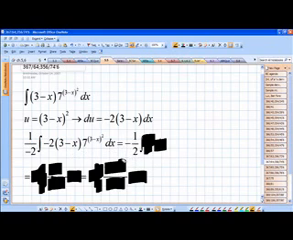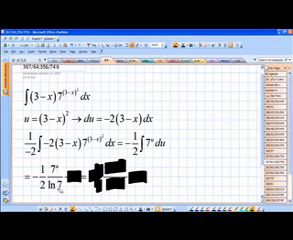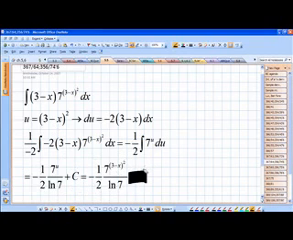Negative half on the outside. These pieces are all my du. This is my 7 to the u. Negative a half. The integral of 7 to the u is 7 to the u over ln 7 plus c. And then once I've integrated, I can plug back in 3 minus x squared for my u to get to this answer.